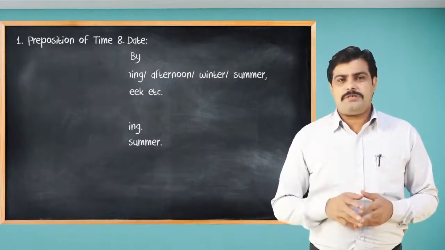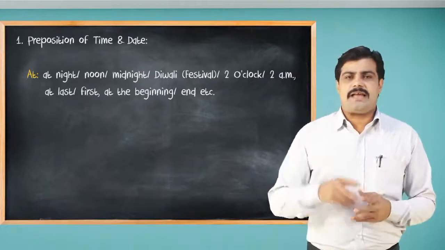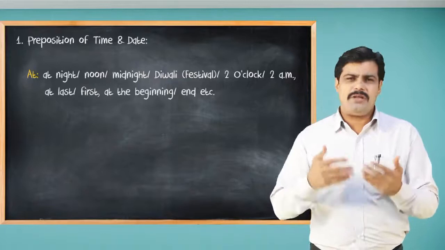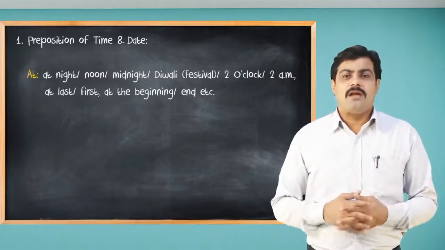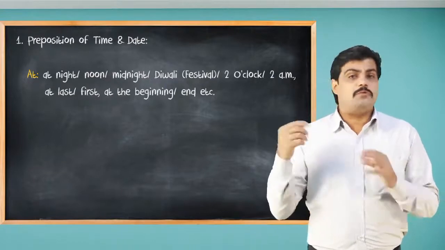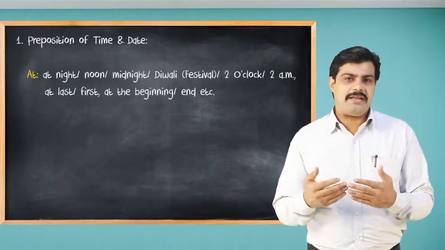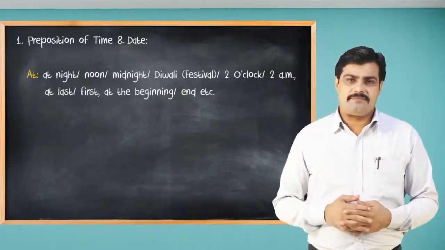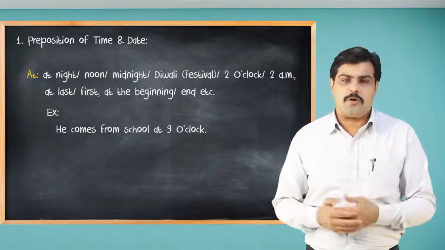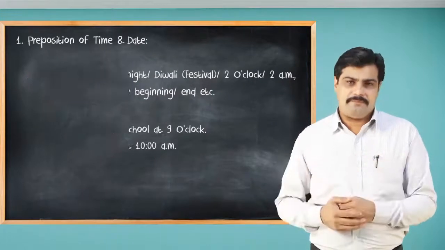The another preposition is at. At is used in expressions like at night, at noon, midnight, Deepavali or any festival, 2 o'clock, any specific time, 2 a.m., 2 p.m., at last, at first, at the beginning, etc. For example, he comes from school at 9 o'clock. I will see you at 10 a.m.